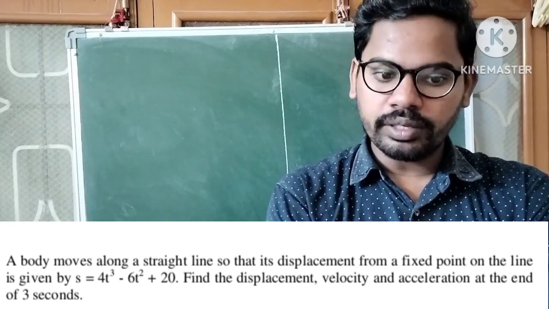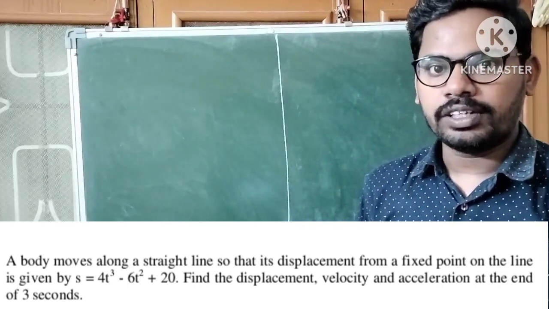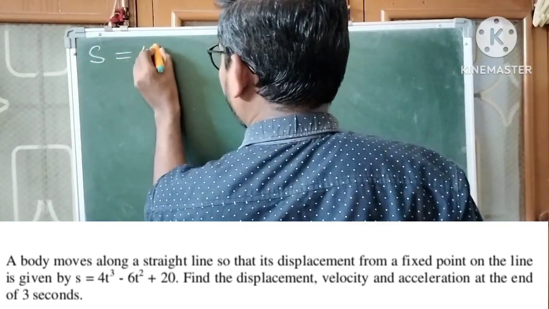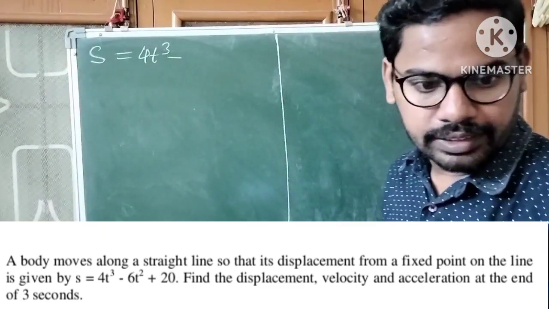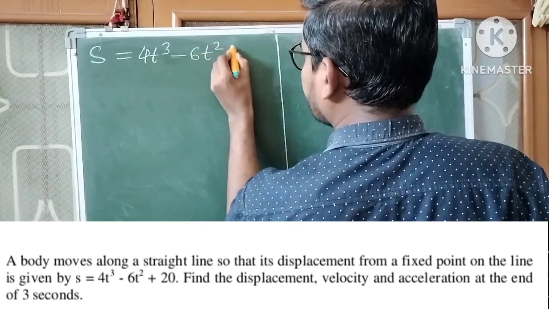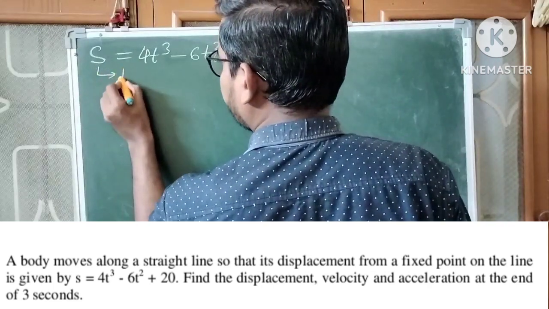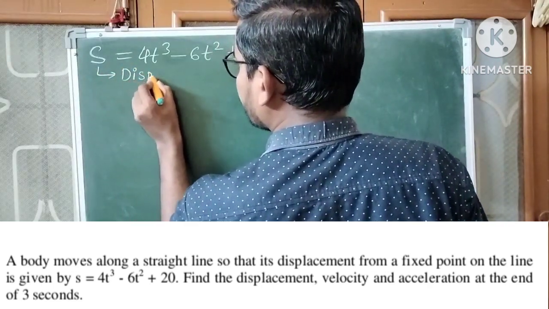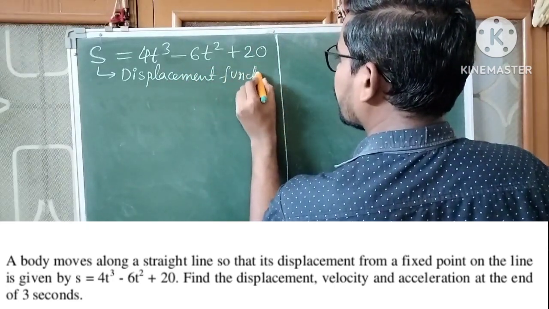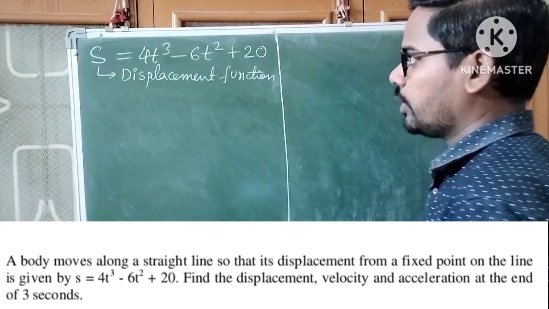So a body moves along a straight line and we are given a displacement function, a displacement equation. S = 4t³ − 6t² + 20. This is the displacement function, or displacement equation. So we are given displacement in terms of time.